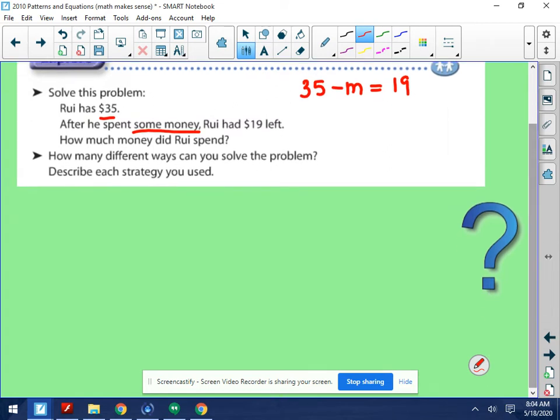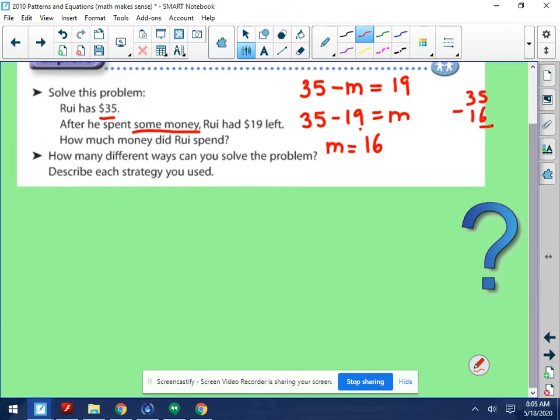Okay, go back to our equation, 35 minus m equals 19. So you could also write an equation that says, to find out how much money it is, I could say 35, the money he had, take away 19, the money he has left, will give us m. And for this one, I'm using mental calculation in my mind. I know that to go from 20 to 35 is 15, and I'm one less than 20, I'm at 19, so it must be 16. So m equals $16.